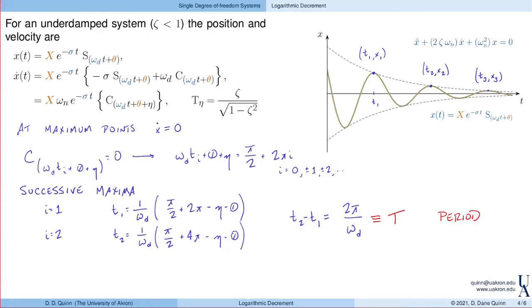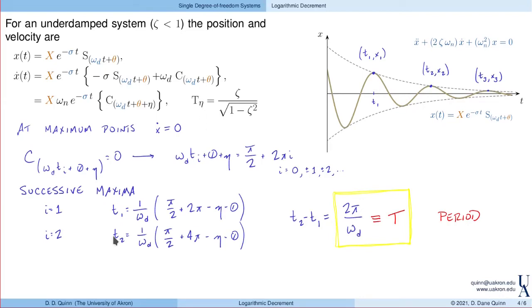Hey, this is really nice, actually, because this period is easily measured. I can just find the time between successive maxima. And looking at that, it only depends on the system parameters through omega d, right? It's independent of the amplitude or, in fact, the phase shift. Even though the phase is part of T1 or T2, when I take the difference, that phase drops out. So this is nice, right? It's a relationship that relates something easily measured to the system parameters.